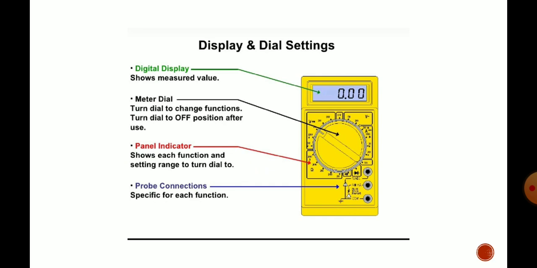Display and dial setting. Display shows the measurement value. Meter dial. Turn dial to change function. Turn dial to off position after use. Panel indicator shows each function and setting range to turn the dial to. Probe connection is specified for each function.